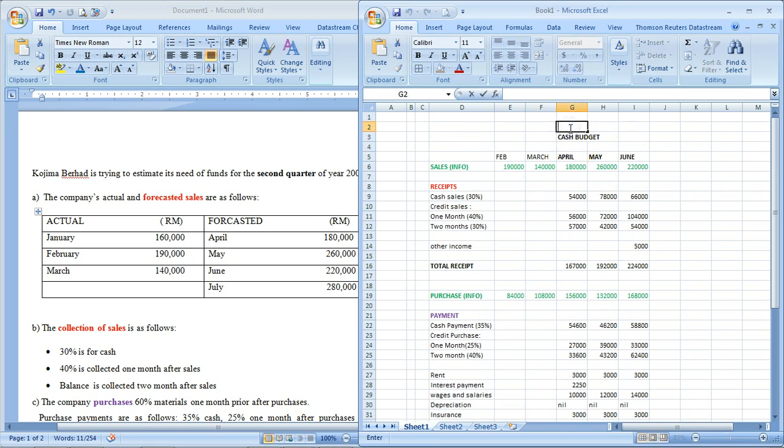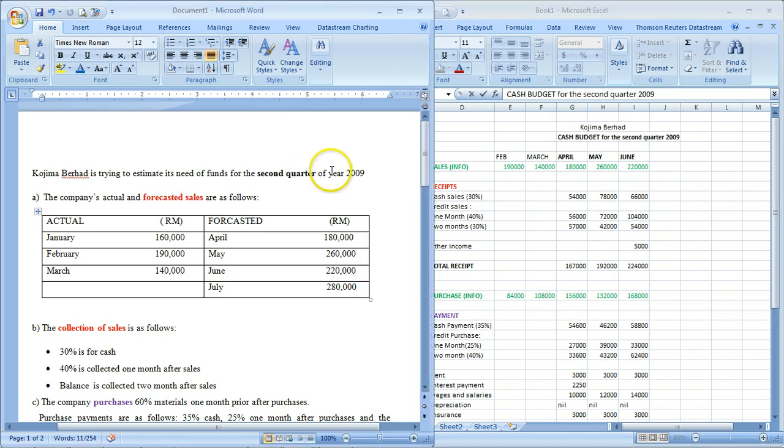Alright, but remember, don't forget we have format. Put the name of the company here, Consumer Berhad. Consumer Berhad, cash budget for the second quarter. Please, the format is very important, you need to know. Don't forget to put the name of the company and the cash budget for second quarter 2009, because the question says second quarter of 2009.